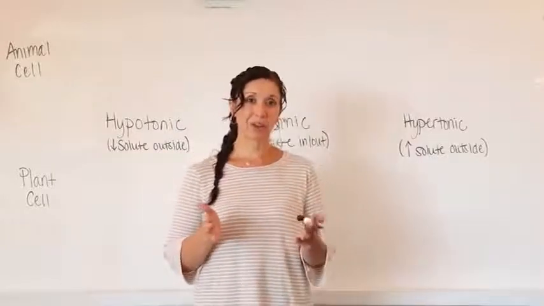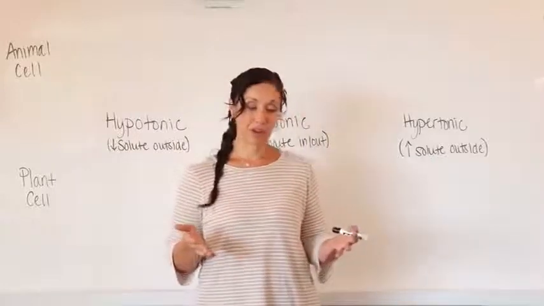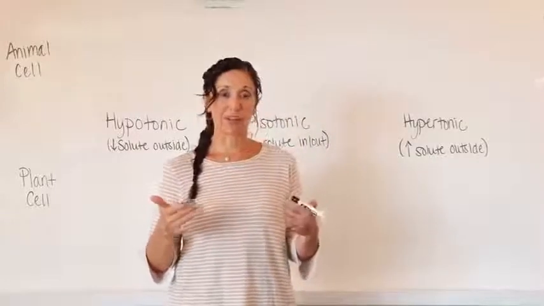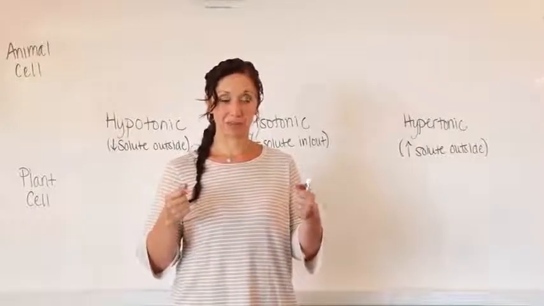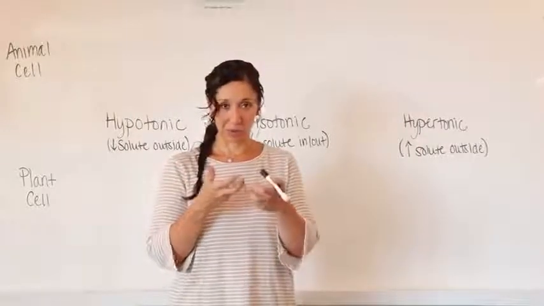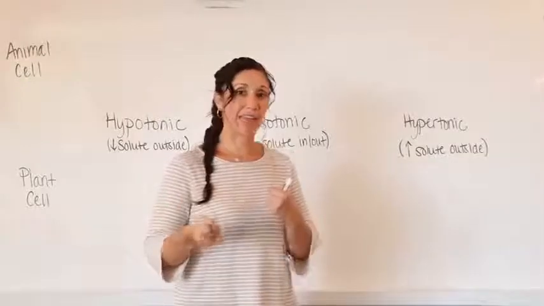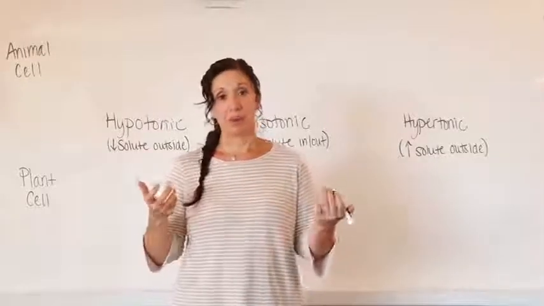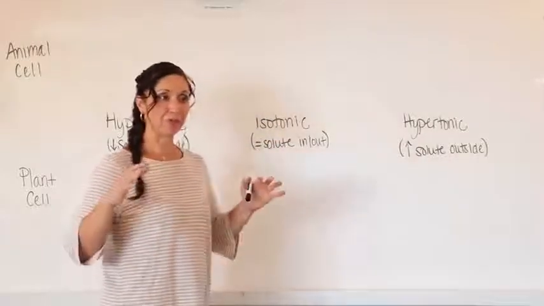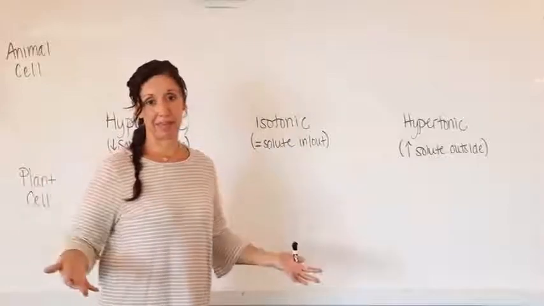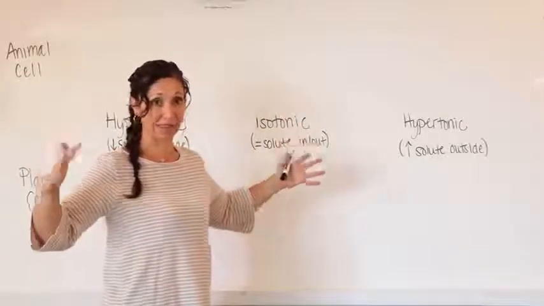So let's see how this actually works in cells. We're going to compare the different tonicities. Remember, the tonicity is the ability of a solution, and a solution is when you have water mixed with something, to cause a cell to gain or lose water. So remember, when we're talking about tonicity, we're referencing the solution that the cell is in. Not what the cell is, but what the solution is inside or outside the cell.